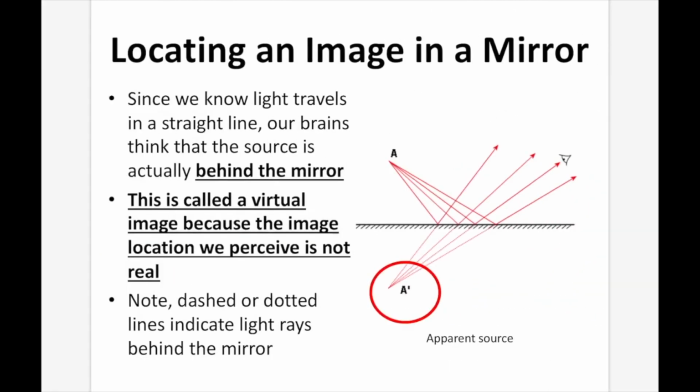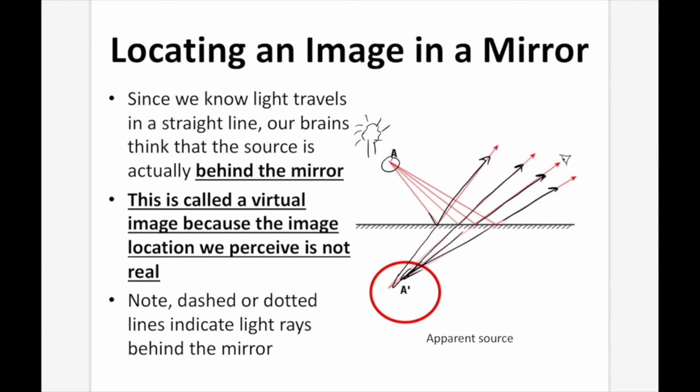Locating an image in a mirror. Since we know light rays travel in a straight line, our brains think that the source is actually behind the mirror. You can see how the incident rays are coming in. That's all these solid lines up top. And when they hit the mirror, they reflect off. Now, when they reflect off, you can see that they're actually spreading out. And they're spreading out because our light source over here is radiating light in every single direction. So it creates these light rays that hit the object and then spread out everywhere. But what our brain does, it takes all these spreading out rays and puts them back together. It extends them to where they would meet, which is on the other side of the mirror. And that's why we perceive the image to be on the other side of the mirror.